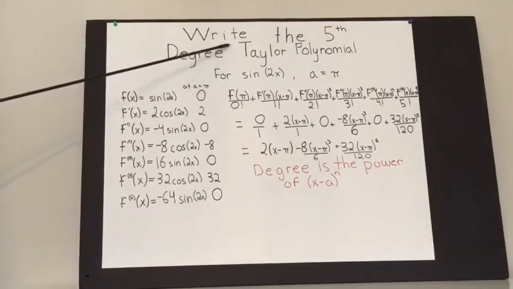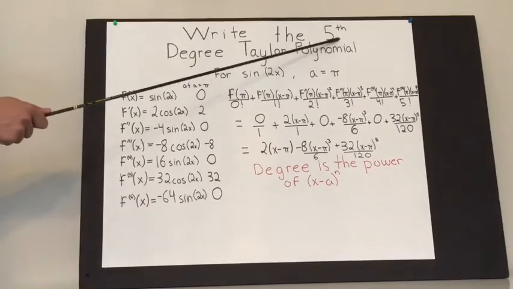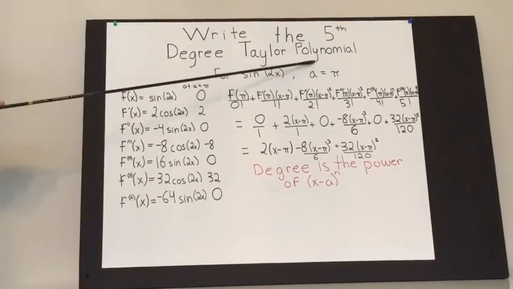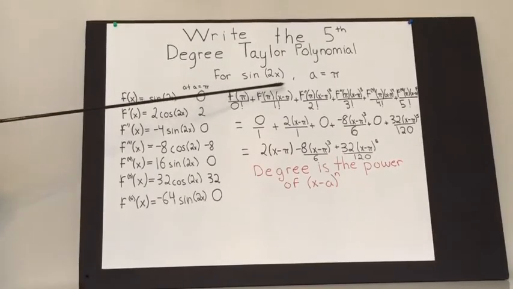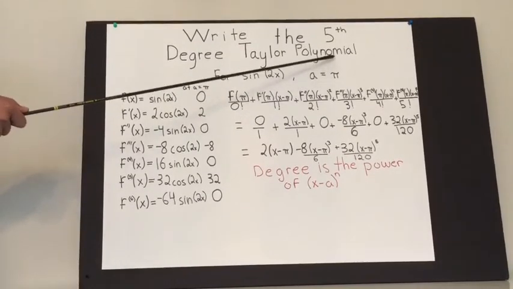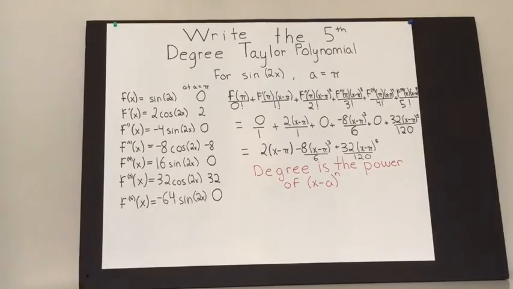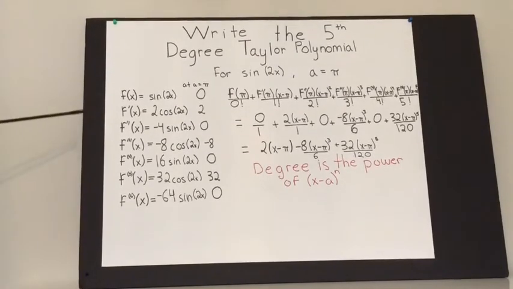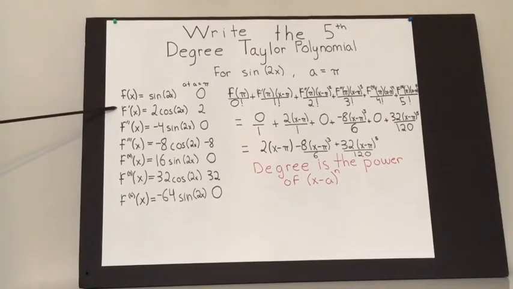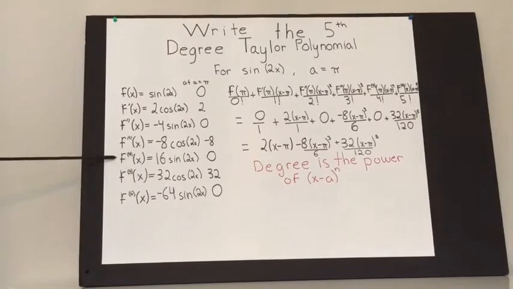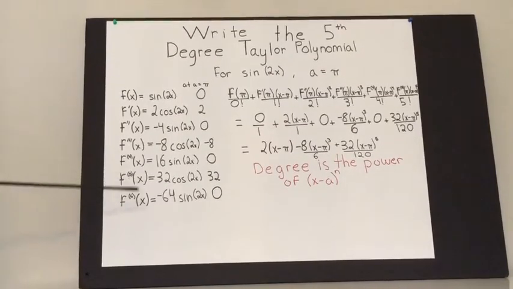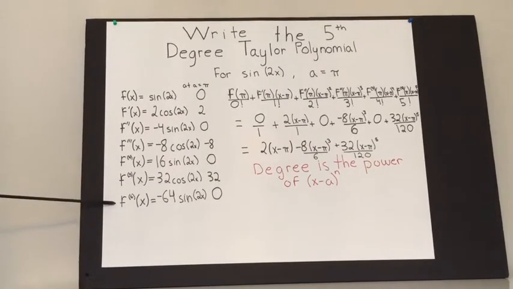So here we are going to learn how to write the 5th degree Taylor polynomial for sine of 2x at a equals pi. The key word here is polynomial, because very often they will say polynomial, but people will write the series, but that's not what they're looking for in this problem, and it makes our life easier. So we're going to do a very similar step to what we did when we were trying to find the series, taking the first derivative, second derivative, third derivative, fourth derivative, fifth derivative, and even the sixth derivative, which will be used in the next problem.